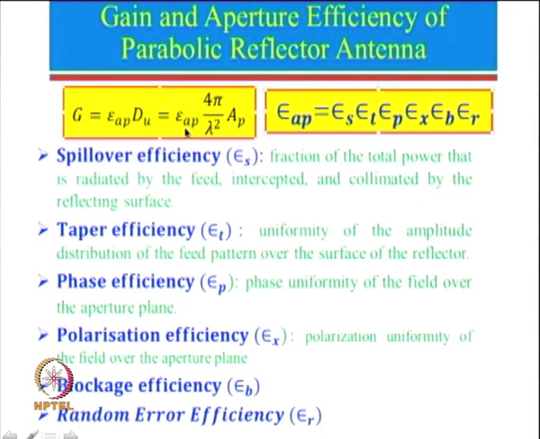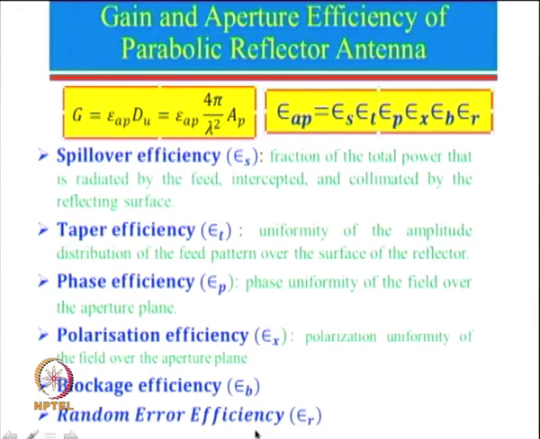This is known as aperture efficiency, and the aperture efficiency depends upon so many of these efficiencies. There are a total of 6 different efficiencies. So let us start one by one. This is efficiency with suffix s, that is known as spillover efficiency. Then epsilon T or efficiency T, where T stands for taper efficiency, P is phase efficiency, and then X is polarization efficiency, B is blockage efficiency, and then R is random error efficiency.